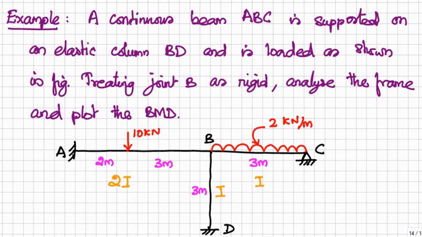Here we have a 10 kilonewton point load on span AB and a UDL of 2 kilonewton per meter throughout span BC, and there is no load on BD. AB has a 2I cross section, and BC and BD are of I. First we will find the fixed end moments by considering each span separately.